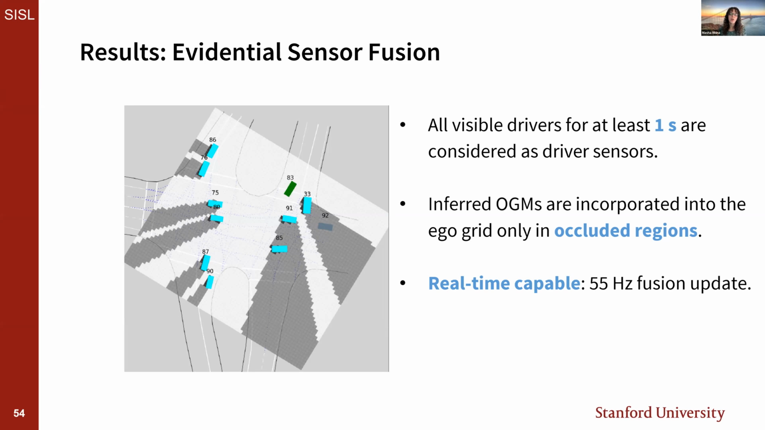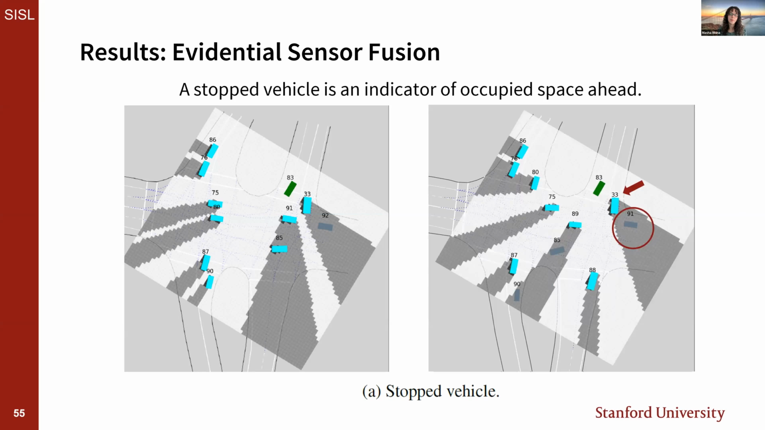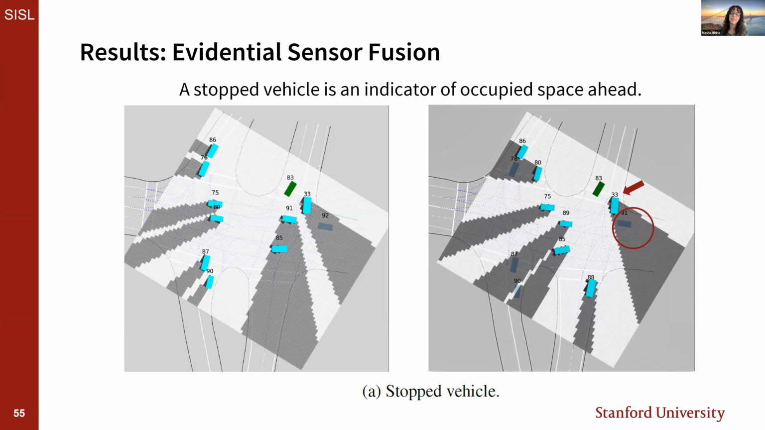In the example shown on the left, the ego vehicle 83 in green is waiting to make a right turn at the intersection. Vehicle 33 is blocking its view and waiting to turn left. Without our occlusion inference mechanism, in the vanilla OGM here, the ego vehicle has no knowledge of occluded vehicle 92. We can see the algorithm work in this video.